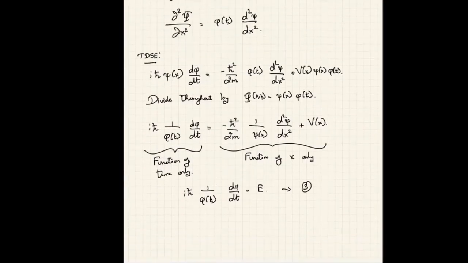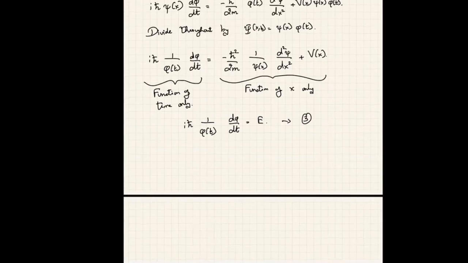And the right-hand side, which is minus ħ² over 2m (1/ψ(x)) d²ψ/dx² plus V(x), is equal to the same constant E. Remember, it has to be the same constant because the left-hand side and the right-hand side are equal. So they have to be individually constants. And this constant I'm calling E suggestively. There is a reason why I'm calling it that.